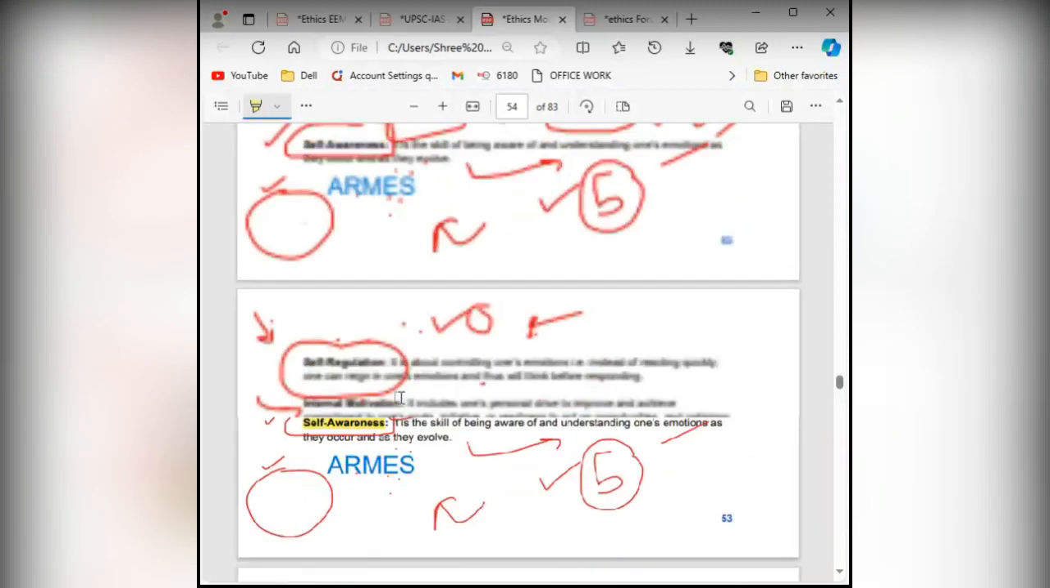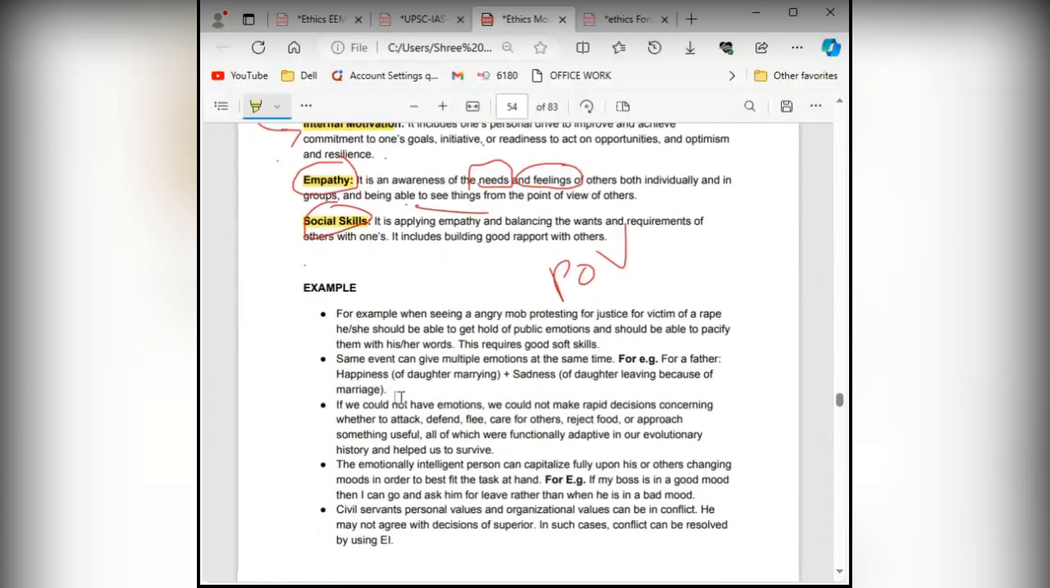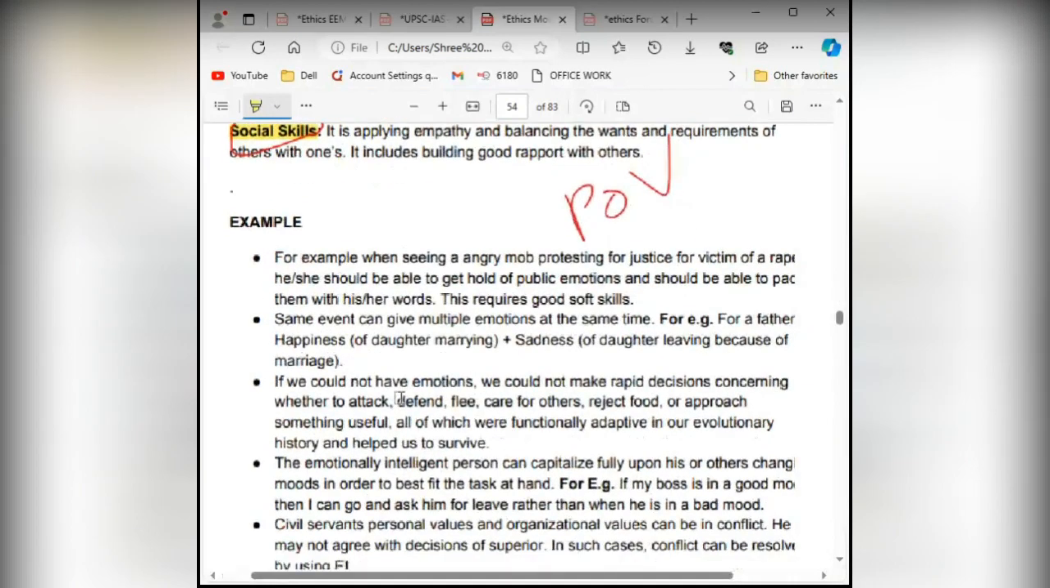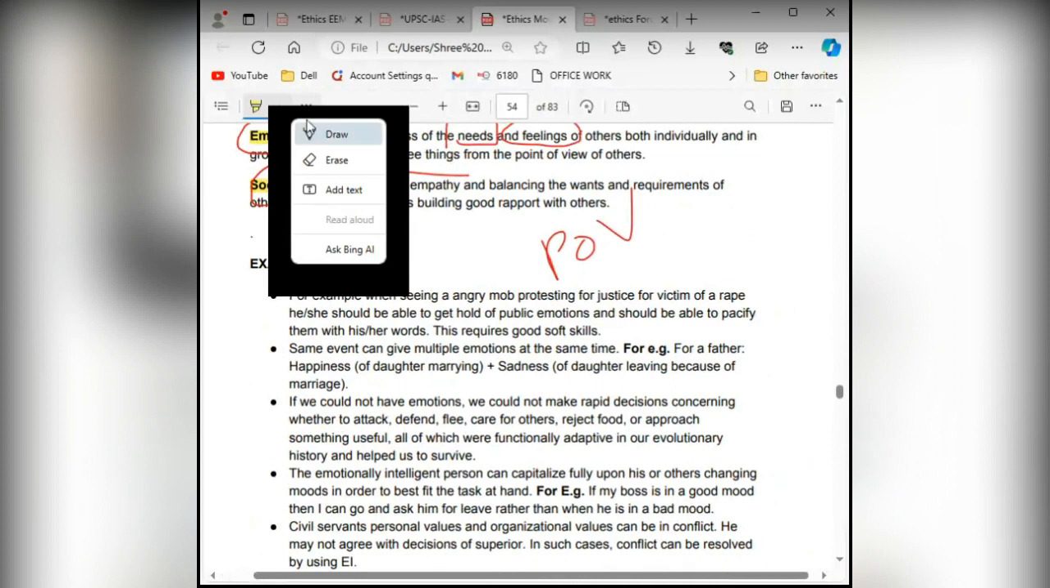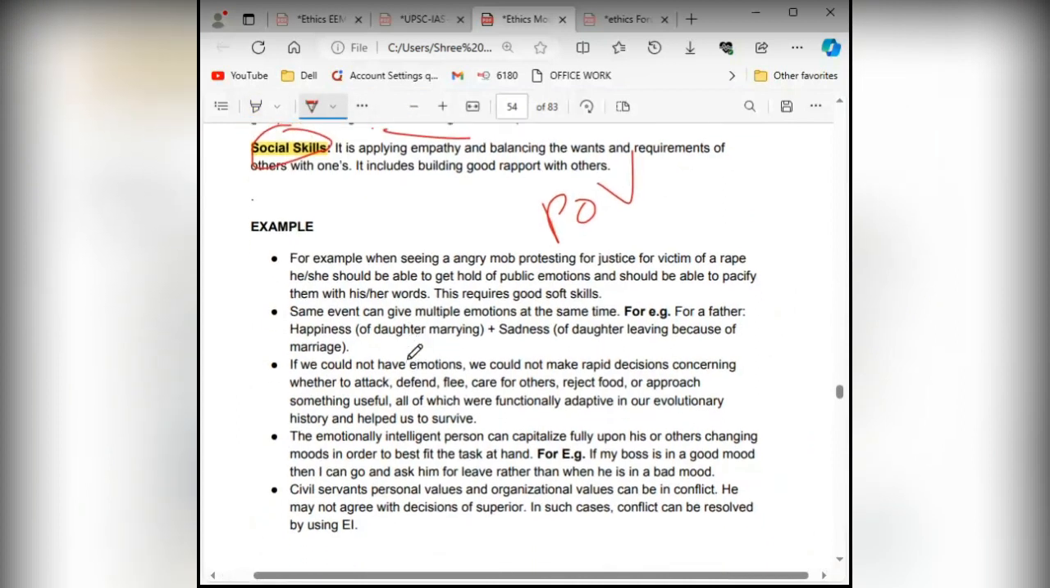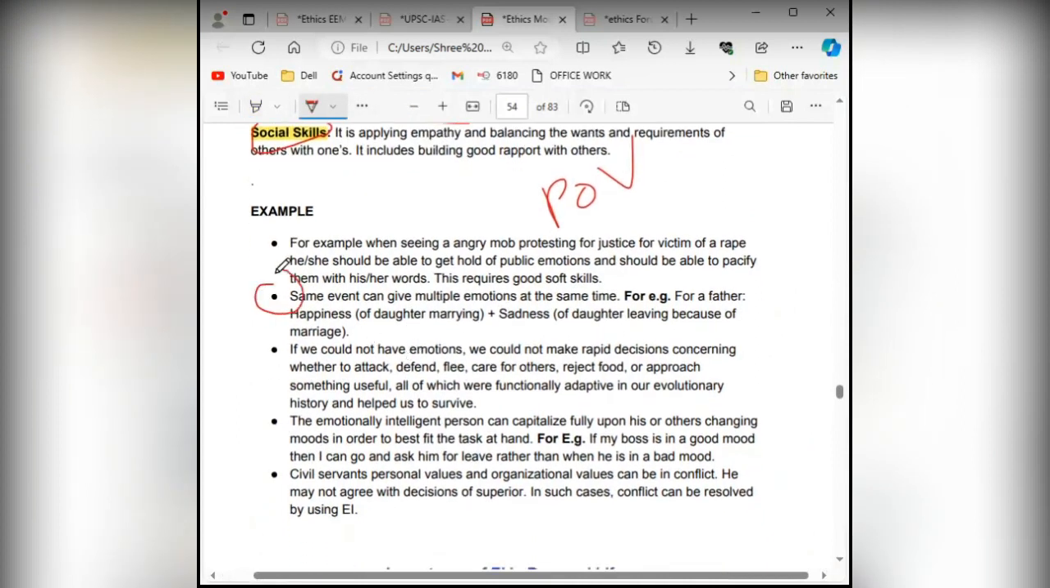Okay, so this is the element part. Now, there are some examples which have been given. For example, this one is a good one: the same event can give multiple emotions. Okay, we can definitely be emotional many times.